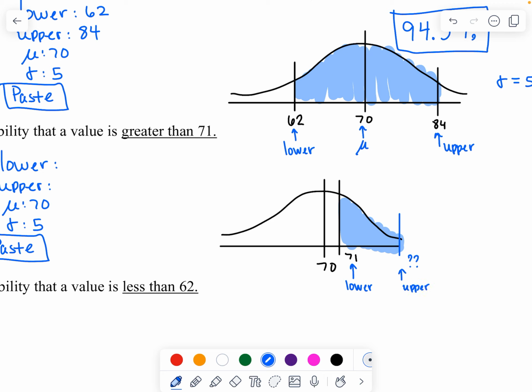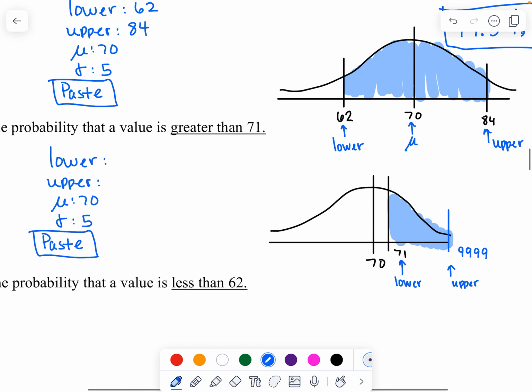We want the calculator to calculate the percentages, add them up from 71 all the way to the right, and continue to go. So what we're actually going to do is just tell our calculator, here's a really big number, and that is telling it to keep adding everything up to the right of 71. So we're going to use just 9,999. Give your calculator a bunch of nines. That's going to be our upper. So 71 is our lower, 9999 is our upper. Same average, same standard deviation. You should hit paste. Enter twice.